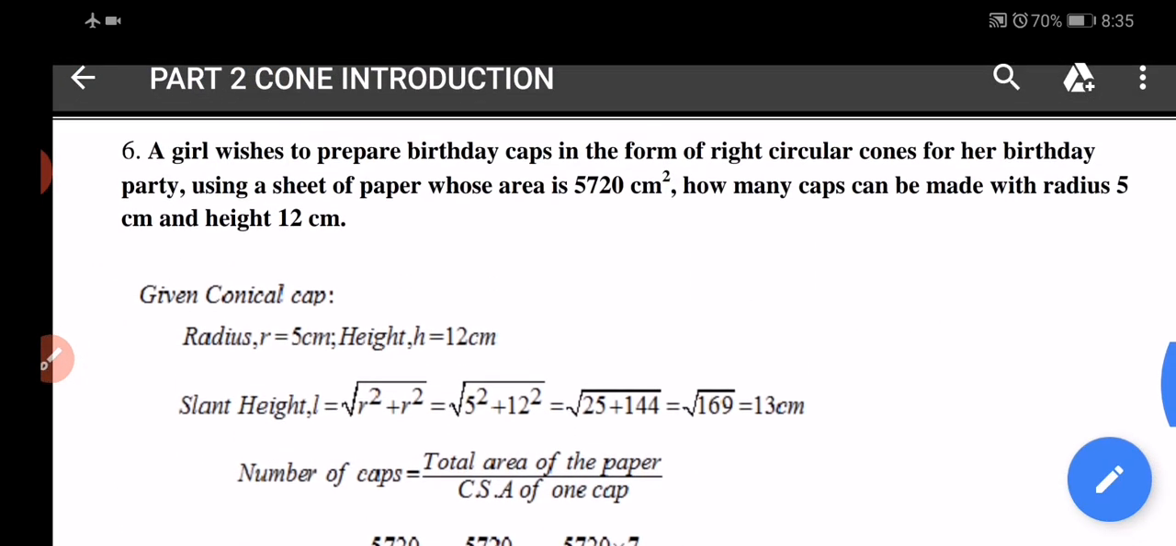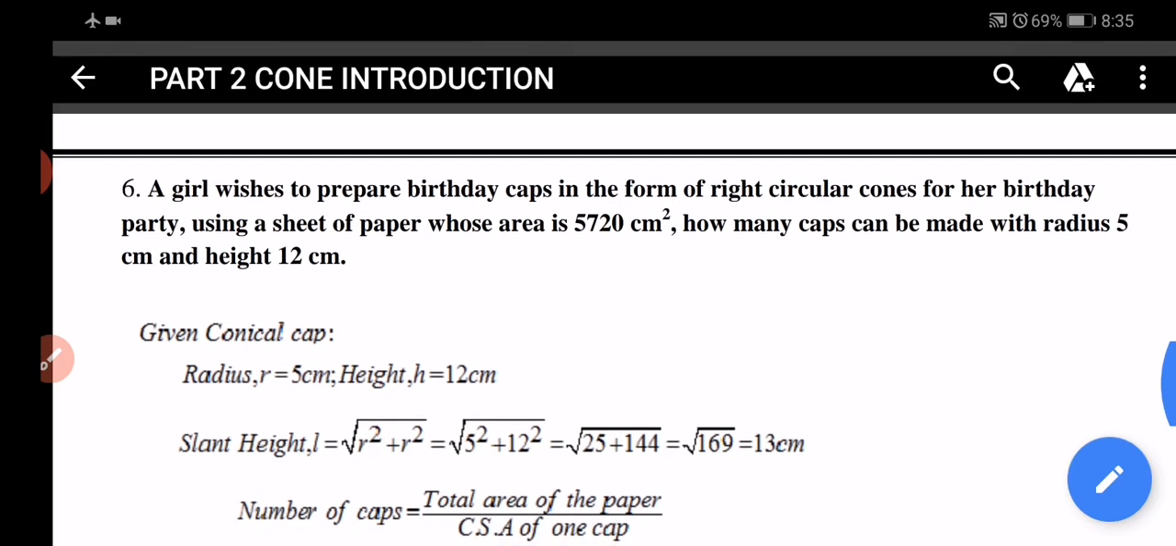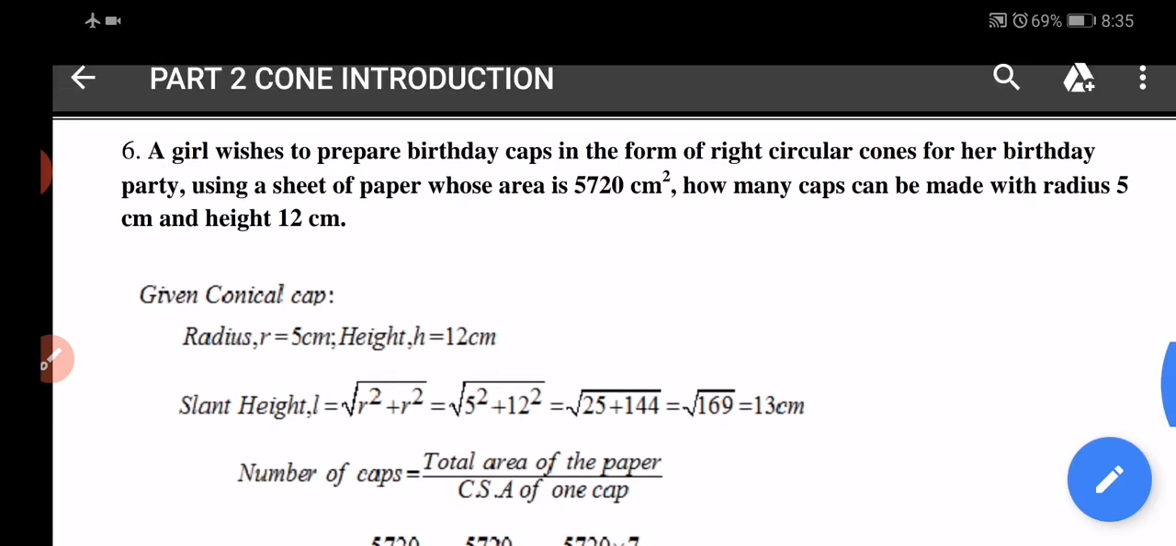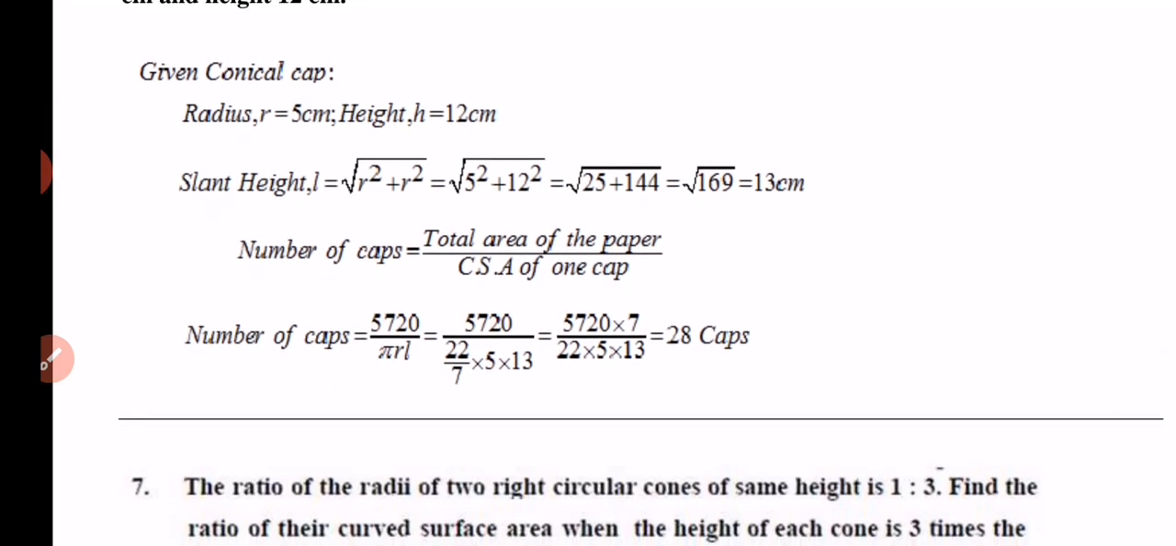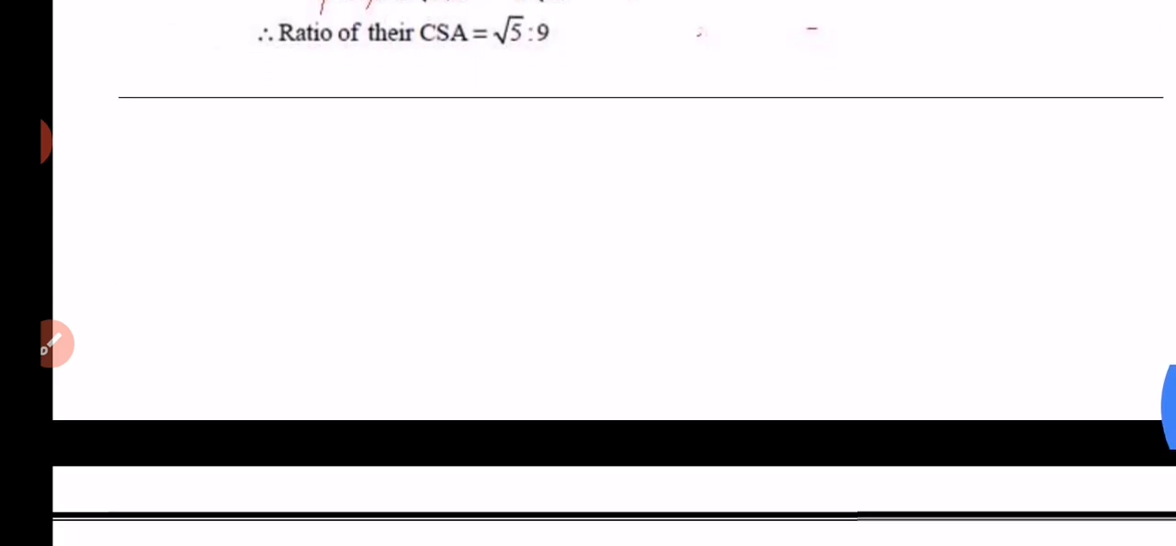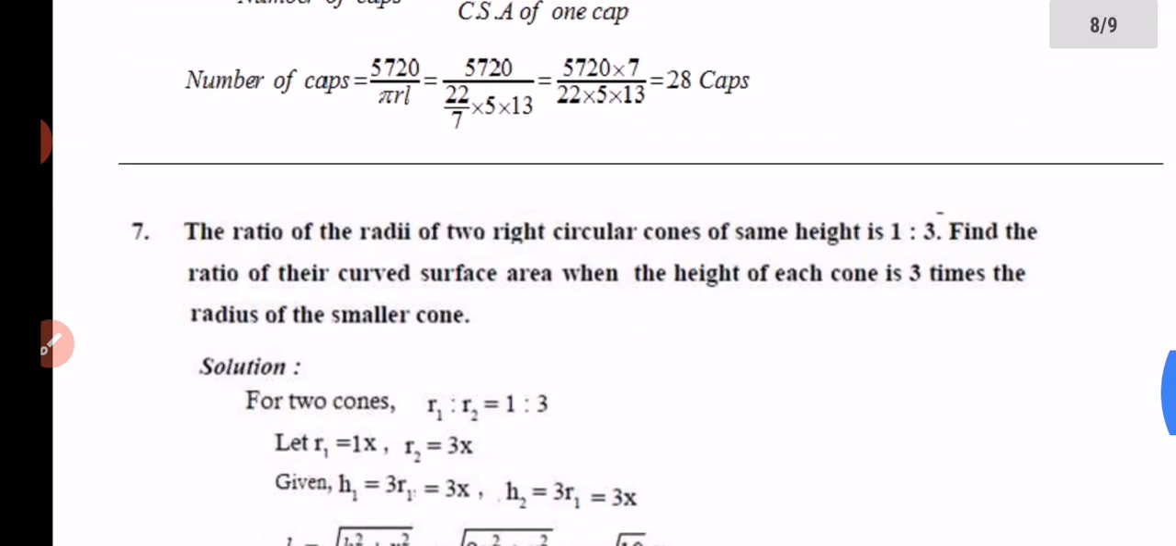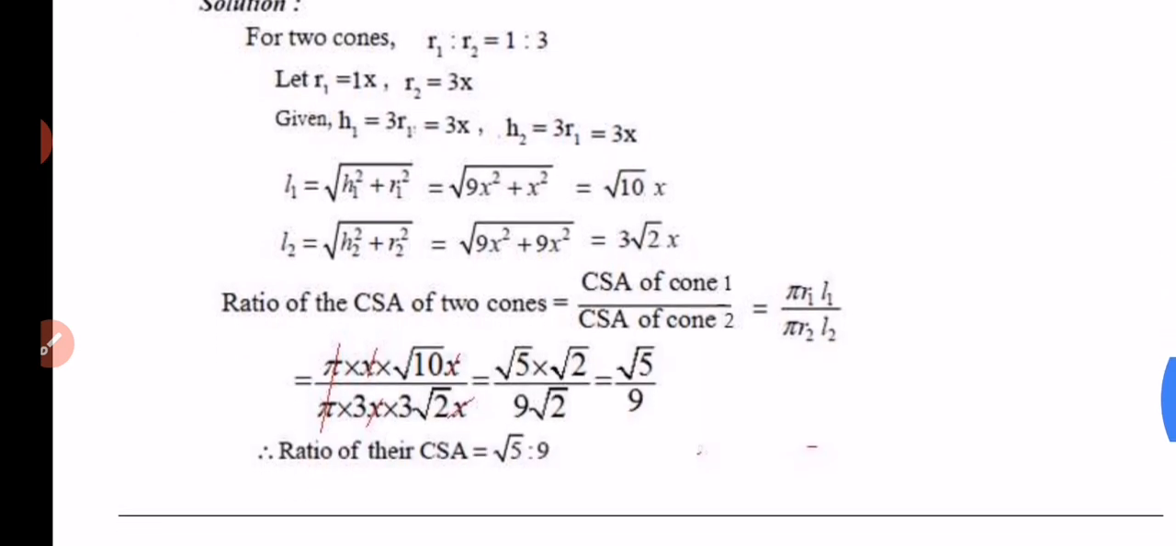So in the sum, in the conical cap, radius and height are given. We want to find L equal to 13 centimeter. And how many caps means total area is given, and number of caps equal to total area divided by curved surface area of the one cap. So number of caps equal to 28 caps. So, next 5 mark.